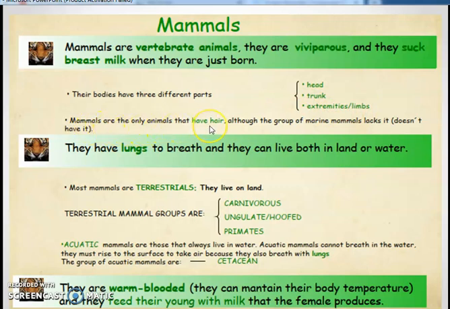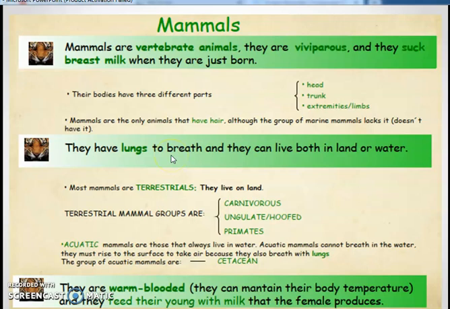Mammals are the only animals that have hair, although there are certain mammals which are the aquatic mammals. If we have the marine mammals, they will not have the hairs. All other mammals will have the hair, and these are the only class of animals that have hair. The other four groups will not have any hair on their body. This class of animals have lungs to breathe. They use the lungs for breathing.